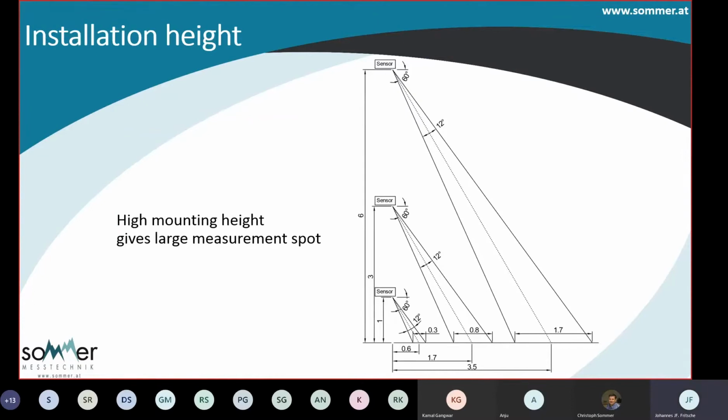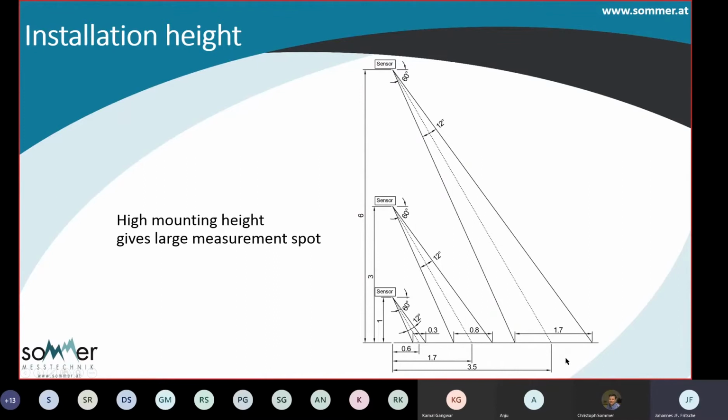But then the point is as well, what is the mounting height of your sensor? So like you see in this illustration, depending on the installation height of your sensor, you have different measurement spots. So for example, if you place the sensor 1 meter above the water surface, your measurement spot is about 30 centimeters wide. And if you place the sensor 6 meters above the water surface, your measurement spot is going to be about 2 meters in diameter.